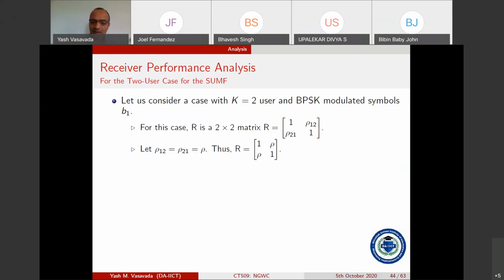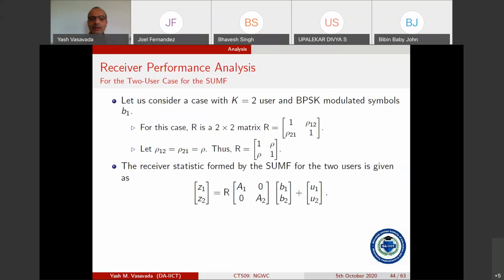Remember, we saw one example of signature sequence which was just a rectangular waveform, with either ones or -1s. So in a lot of cases, the signature sequences are real valued, so the correlation values are all real. And in that case, it becomes just a symmetric matrix. Otherwise, it will be Hermitian symmetric, or basically what is known as a Hermitian matrix. And remember that for the SUMF, we are forming this vector Z, which is R times A times B plus the noise vector U.